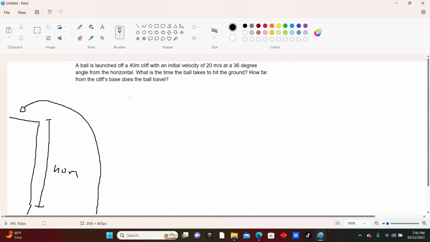So we can use a displacement equation. The displacement is going to be negative 40, so delta y equals negative 40 meters. And if we write the delta y equation, delta y equals v_iy times time plus 1/2 a t squared. Keep in mind, we're using the y components to find when it hits the ground, because when it hits the ground, the vertical displacement will be negative 40. That's why we use the y components, because we know the values.